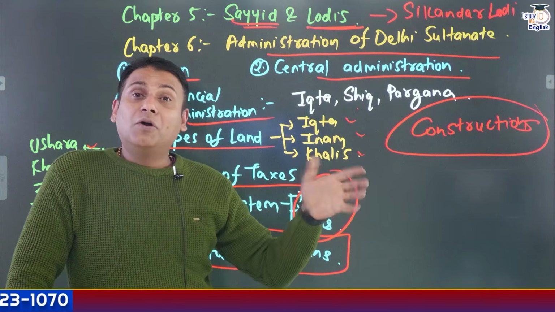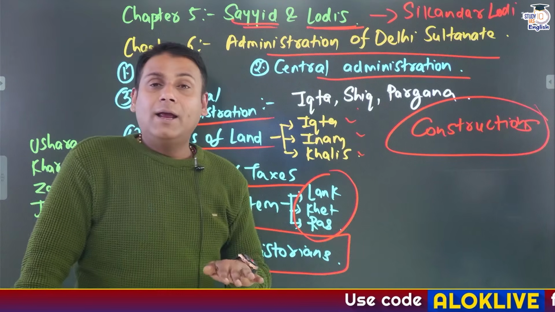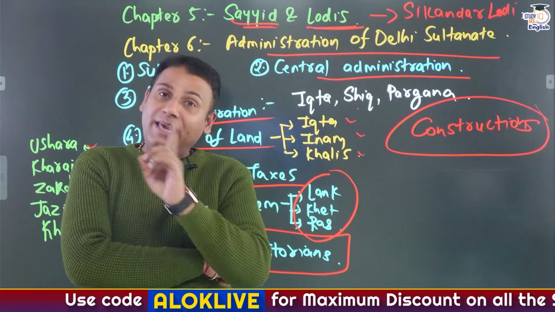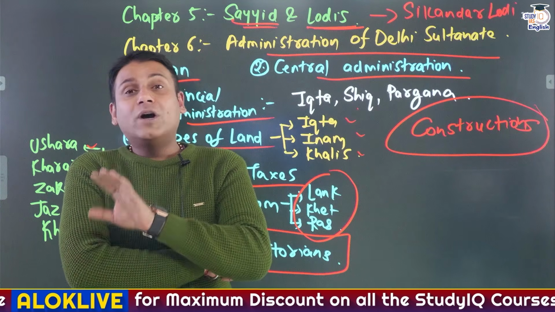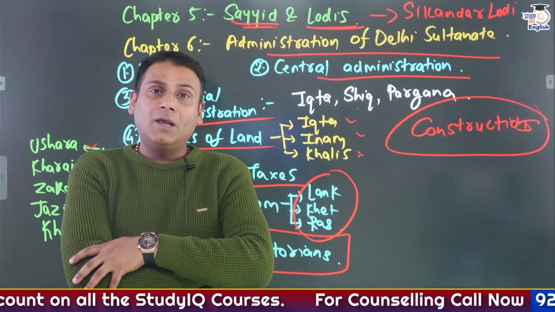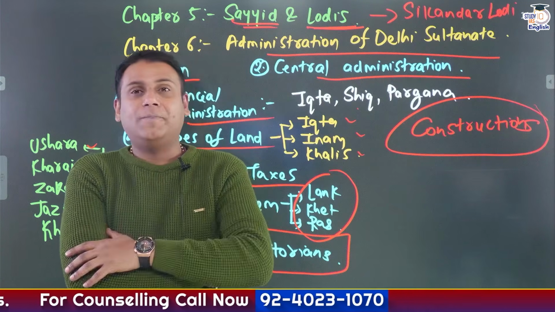Who constructed the fort of Tughlaqabad? The fort of Adilabad, located in Telangana, was by Muhammad bin Tughlaq. Tughlaqabad was by Ghiyasuddin Tughlaq. Who constructed the Siri fort? Siri fort was constructed by Alauddin Khilji. Who constructed Hauz-e-Shamsi? It was Iltutmish.